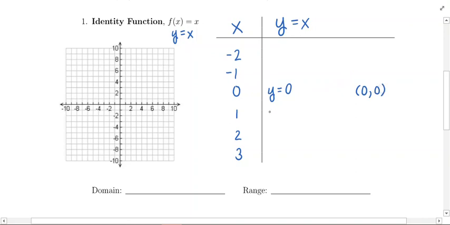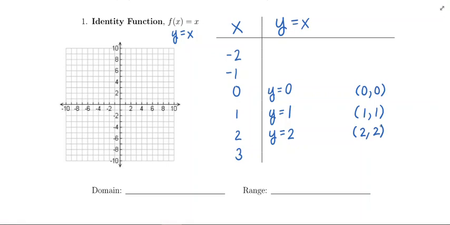If we move on to the positive x values, if x is 1, plug it into the formula, y is equal to x, so y is 1. This point will be x is 1, y is 1. Then if we plug in x equals 2, the y value is equal to the x value, so y will equal 2. For this point, if x is 2, y is 2. You can start seeing why this particular function is called the identity function. Whatever your x value is, the y value is going to be the exact same thing.